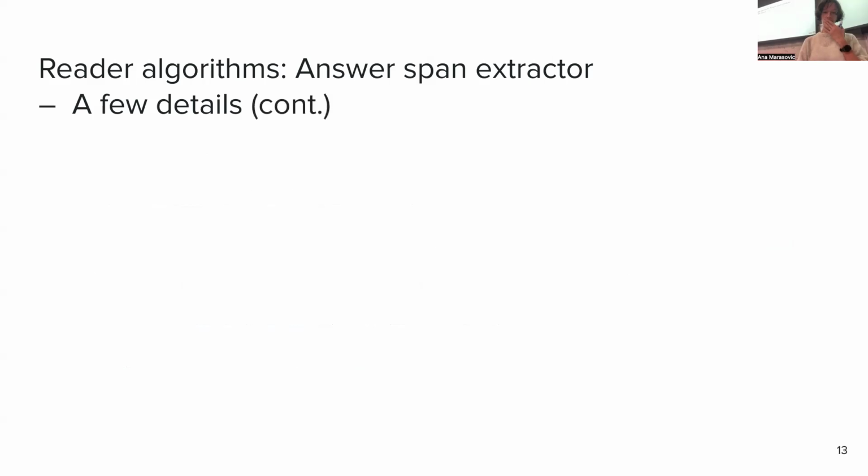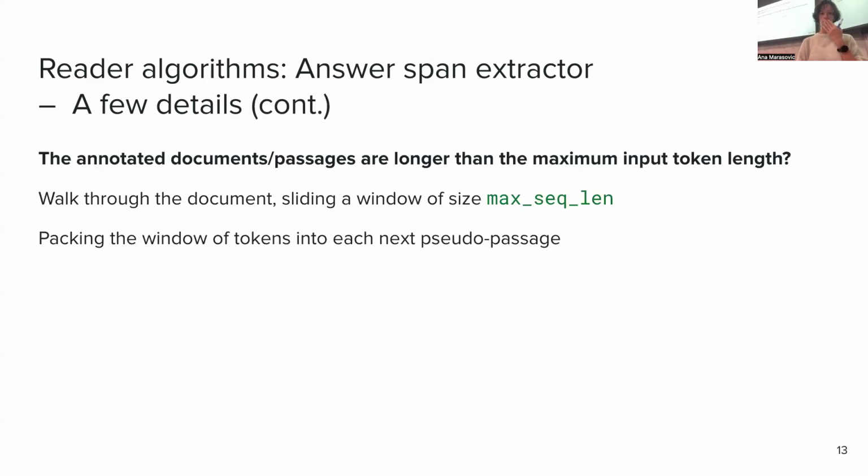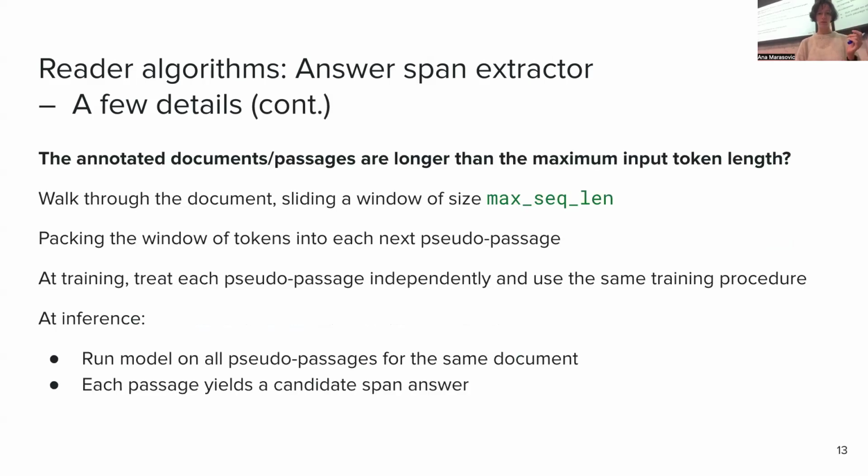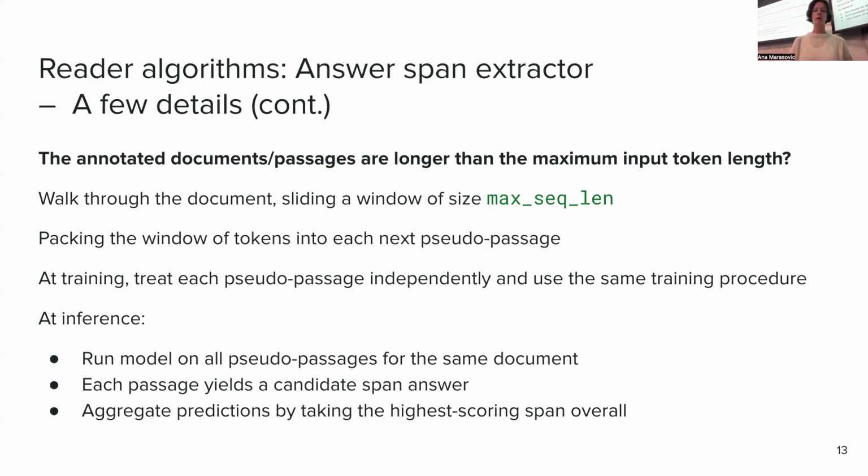Okay, and then at inference time, you're going to run the model on all pseudo passages, and you're going to calculate all those scores. We have them in the context of each pseudo passage. And again, you're going to retrieve the highest scoring one as you were before, just not from one passage, but from all of these pseudo passages.